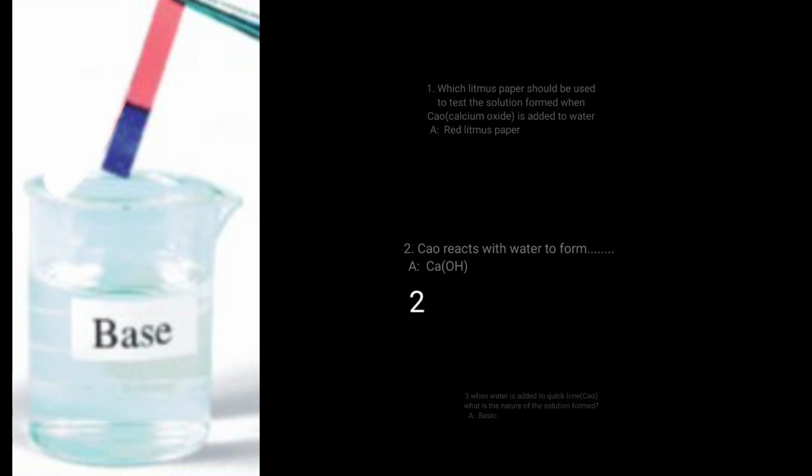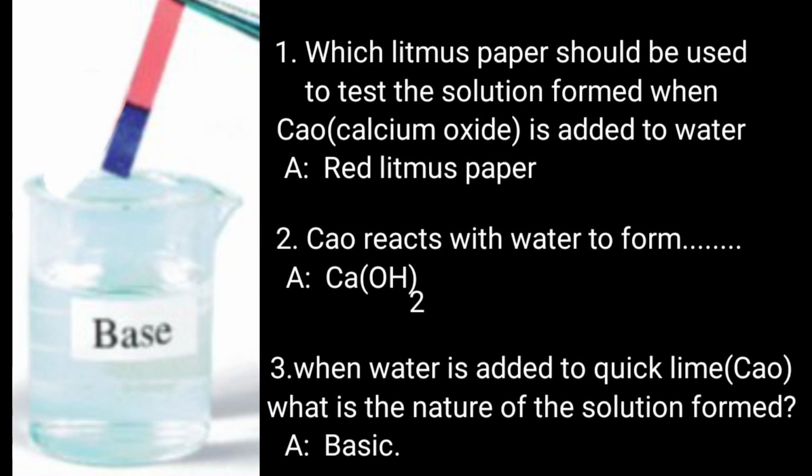Let's see how to ask questions from this topic. First question: Which litmus paper should be used to test the solution formed when CaO is added to water? Answer: Red litmus paper. Second question: CaO reacts with water to form CaOH2. Third question: When water is added to quicklime, what is the nature of the solution formed? Answer: basic solution.